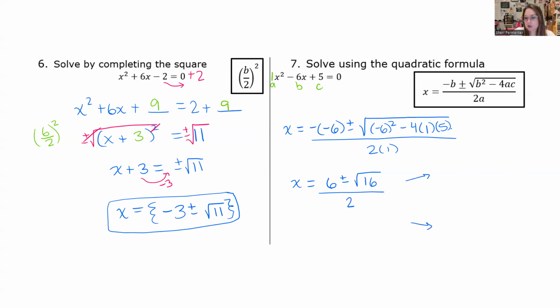4. So I'm going to get 2 branches where I have 6 plus 4 divided by 2 and 6 minus 4 divided by 2. 6 plus 4 is 10 divided by 2. What's 10 divided by 2? 5. And then I have 6 minus 4. So I get 2 divided by 2. What's 2 divided by 2? 1. So I get x is equal to the solution set with 1 and 5.